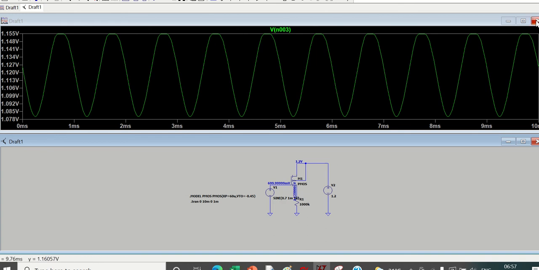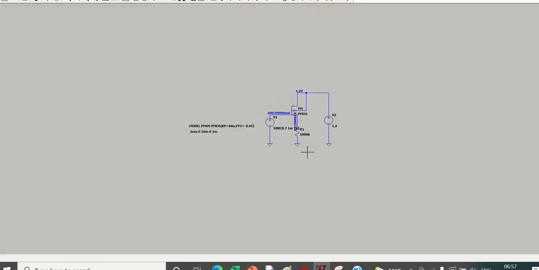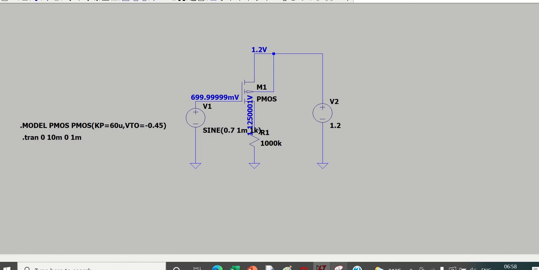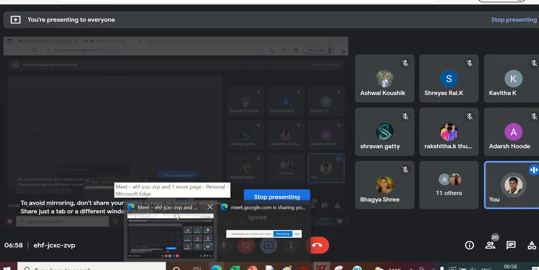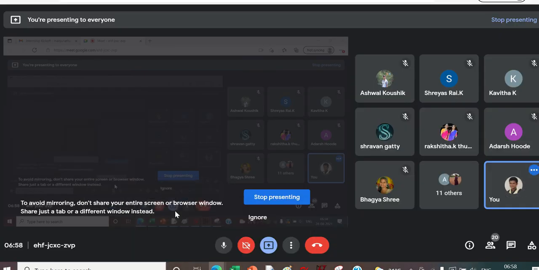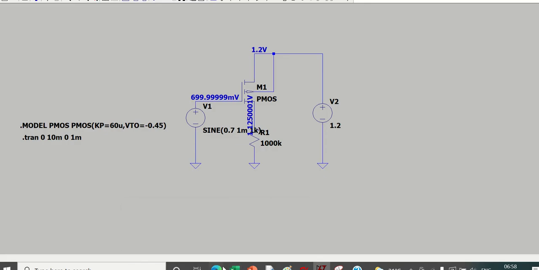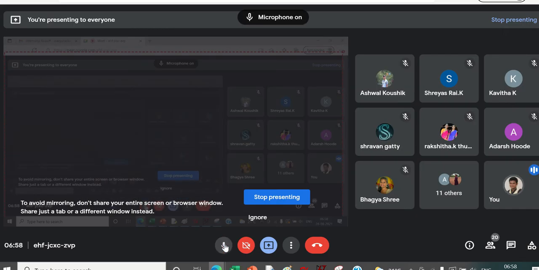Whoever has not done PMOS, you guys can try for 5 minutes. You can try this particular case. I will be away for 2 minutes. I will be back in 2 minutes.